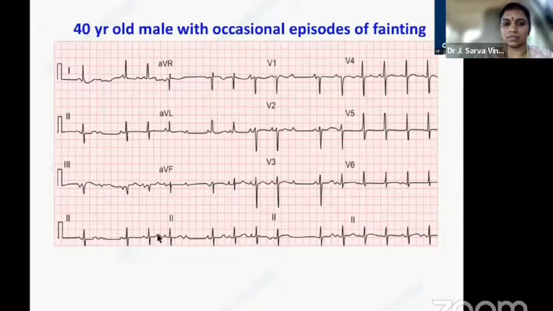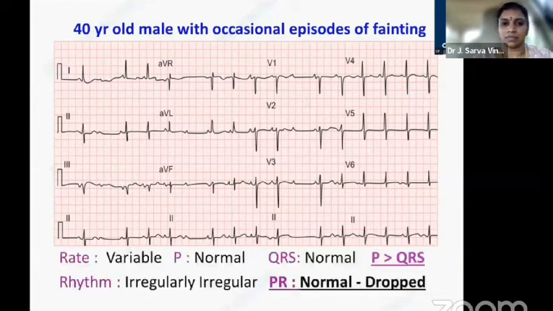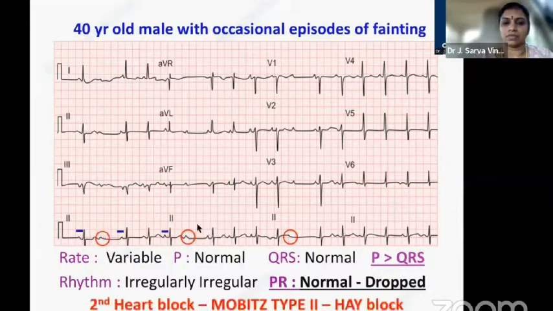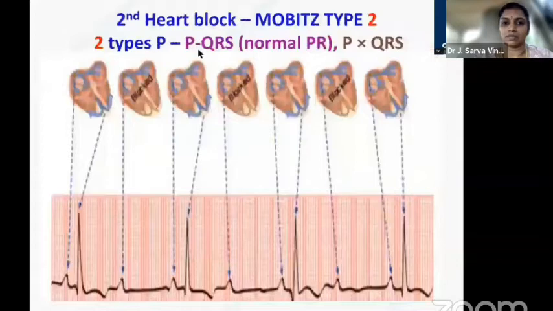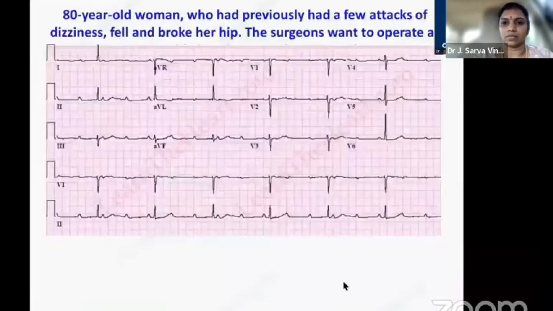It's a 40-year-old male with occasional episodes of fainting. So what we can find here, the rhythm is irregular, and we have a P wave followed by a QRS complex, but then we have P waves which are not followed by a QRS complex also. So this is a second degree AV block type 2, wherein you have P waves with a normal PR interval, and P waves which are not followed by a QRS complex. So in type 2, you have two different types of P waves. One P wave is normally conducted, hence has a normal PR interval, and the other kind of P wave is not followed by a QRS complex, and hence is a dropped beat.